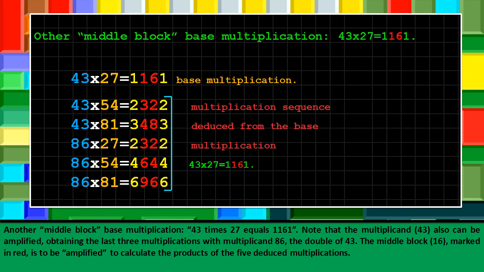Another middle block based multiplication, 43 times 27 equals 1161. Note that the multiplicand 43 also can be amplified, obtaining the last three multiplications with multiplicand 86, the double of 43. The middle block 16, marked in red, is to be amplified to calculate the products of the 5 deduced multiplications.